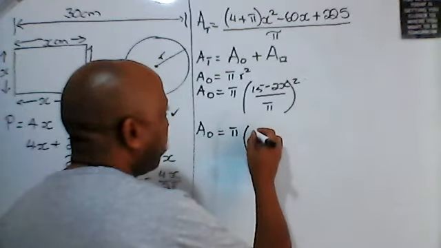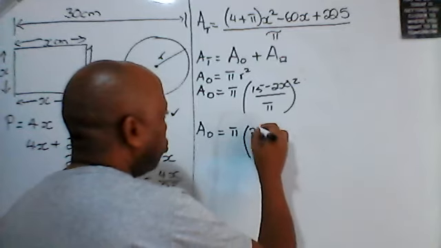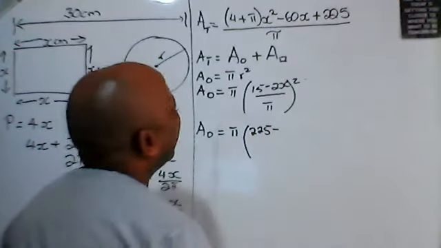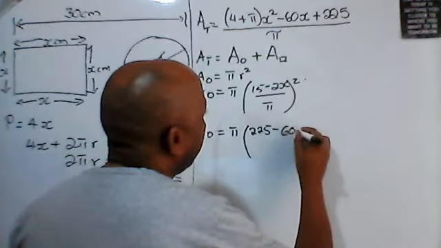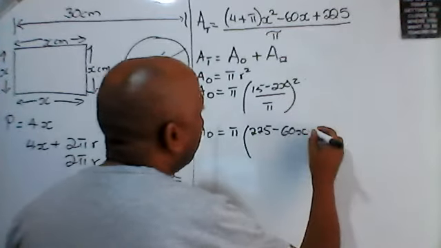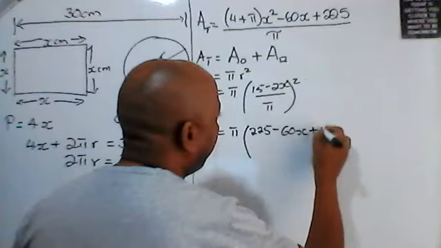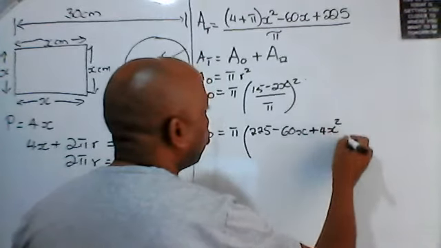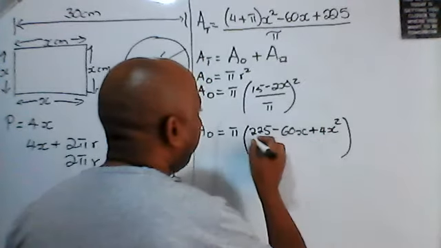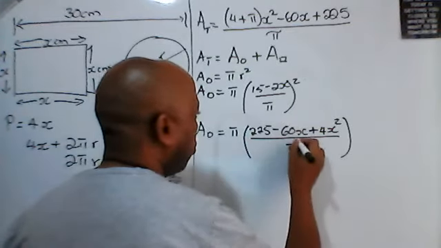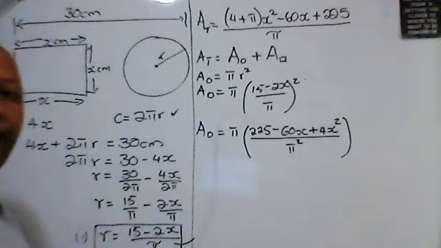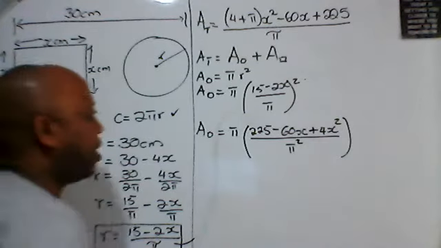15 minus 2x all squared becomes 225 minus 60x plus 4x squared, all of this divided by, don't forget to also square that pi there, divided by pi squared.